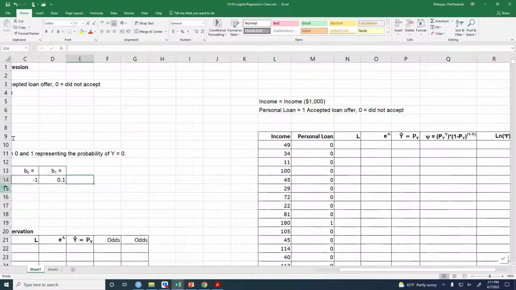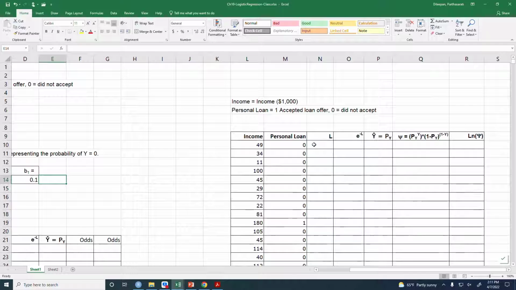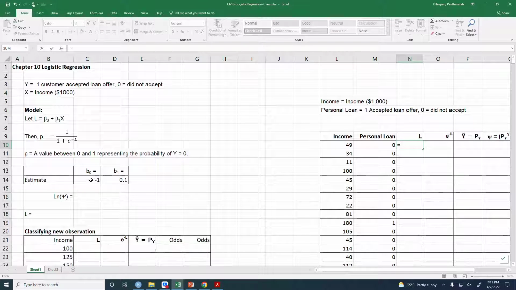Now, for a given b sub 0 and b sub 1, we can set up this maximum likelihood function. So L will be what? B sub 0, we have to absolute reference that, plus b sub 1, absolute reference that, times the x value. So these numbers that we are using now are just trial values. We want the best possible value here. So if these are the values, that's what L is going to be, b sub 0 plus b sub 1 x.